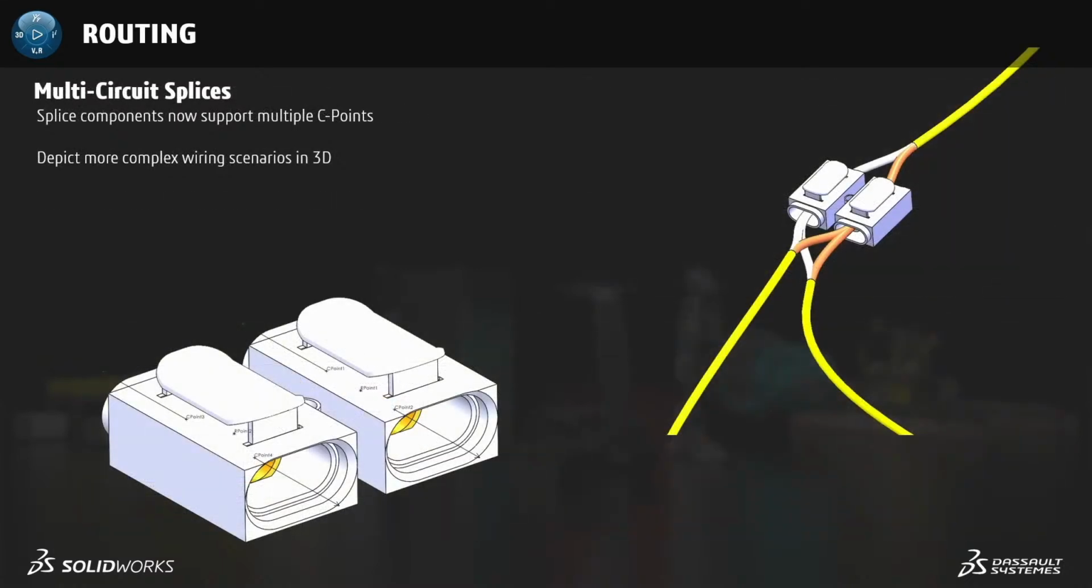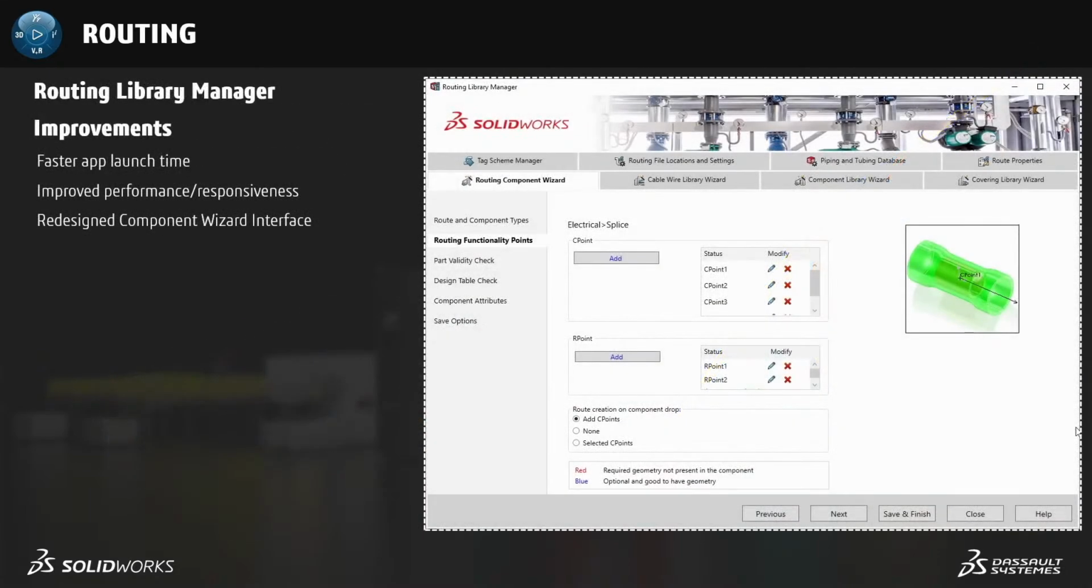We also have the added capability for multi-circuit splices, and this will allow you to set up multiple C points and allow you to have more complex wiring scenarios in your models. And then lastly, for routing, we have enhancements to the routing library manager. Overall, it's just going to launch faster. You're going to have a better experience opening it and more responsiveness when you're actually using it. And another enhancement is just the interface has been redesigned completely to be more user-friendly.